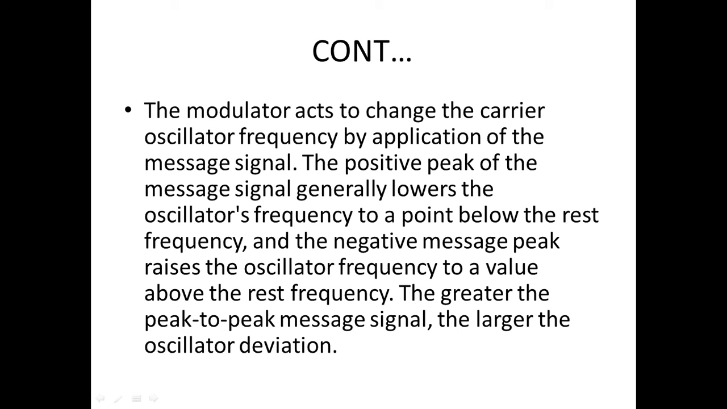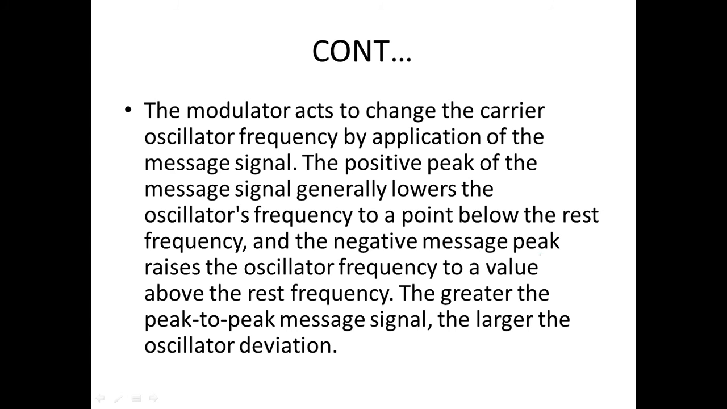The modulator acts to change the carrier oscillator frequency by the application of the message signal. The positive peak of the message signal generally lowers the oscillator frequency to a point below the rest frequency, and the negative message peak raises the oscillator frequency to a value above the rest frequency. The greater the peak to peak message signal, the larger the oscillator deviation.